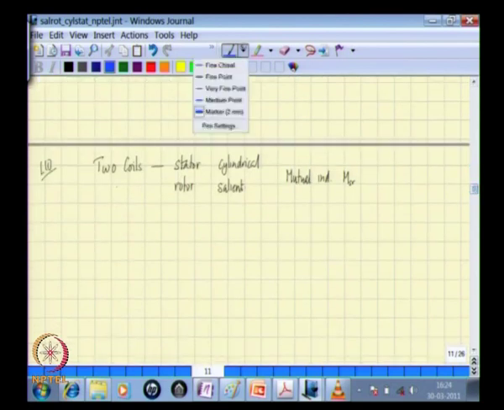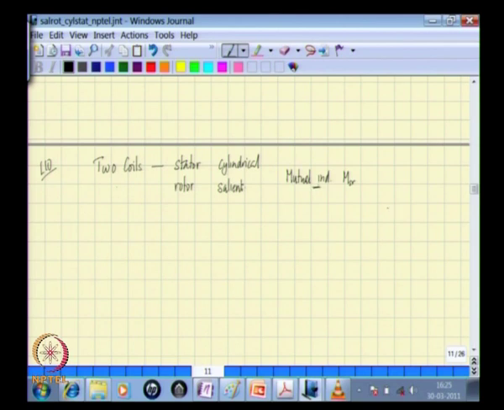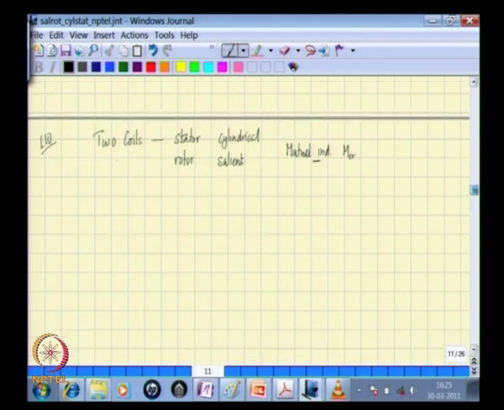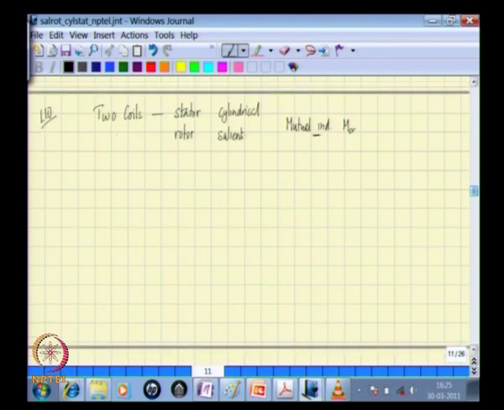So this being the case, the next question is, how do we determine the mutual inductance of the machine, between the stator coil and the rotor coil. Now if you remember, earlier we had done this exercise of determining the mutual inductance between the stator and the rotor for the case where the stator was cylindrical and the rotor was also cylindrical.